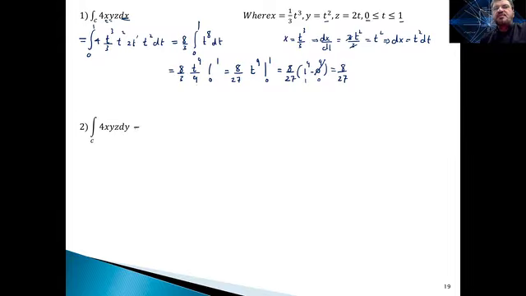Now let's repeat this for y. So this is 4. x is t cubed over 3. y is t squared. z is here, 2t. Now the difference is in y. What's y in this case? y is t squared. So dy over dt is equal to 2t. Bring this one here. So dy is equal to 2t dt. So this is 2t dt.